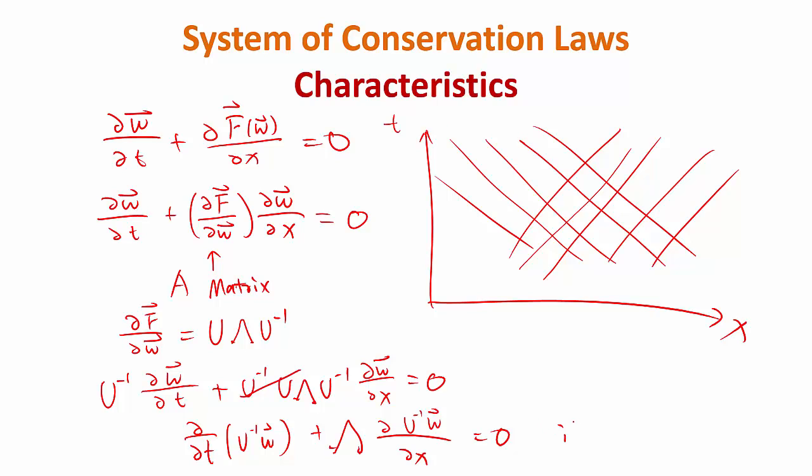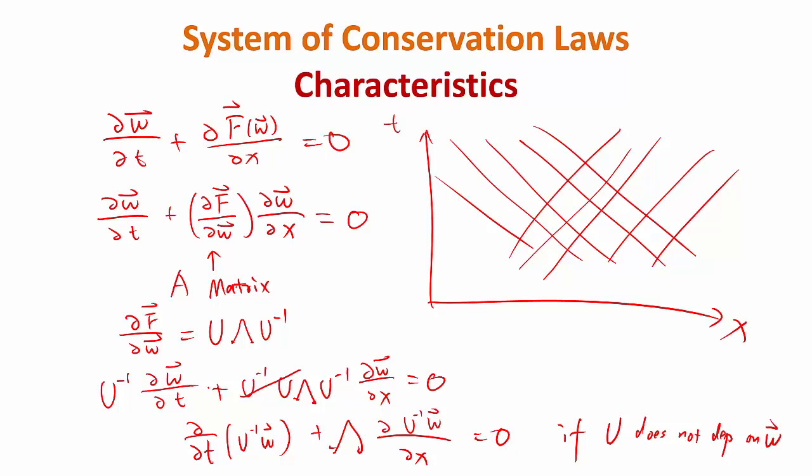So I said if U does not depend on W, it's a special case that gives us intuition on how this generally behaves. In general, the system of conservation laws doesn't behave simply like that. A system of conservation laws behaves differently from a scalar conservation law exactly because this U can change with W.